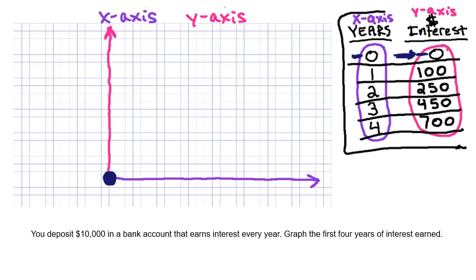Now, before we go any farther, let's label these. Your x-axis in the purple, going from side to side, is going to be your time. And this time, we're going to be doing this in years. And then your y-axis going up is going to be the amount. That's going to be the interest earned. So interest.